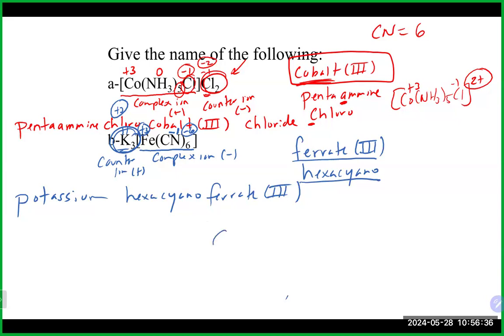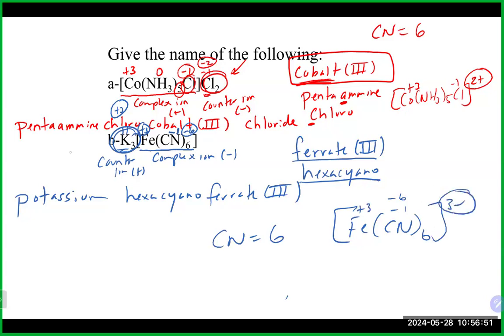Coordination number on this one also going to be a 6. And if we just look at the complex ion part, we are looking at a -3 charge, which is why, again, we have the 3 +1 potassiums to counter it out. Any questions on that there?